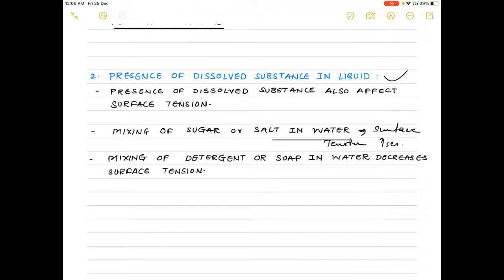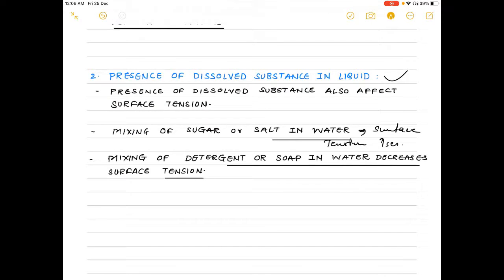Now, in case of feebly soluble dissolved substances, the force of attraction between the liquid molecules is greater than the force of attraction between solute molecules and the liquid molecules. Therefore, the liquid molecules have a tendency to move away from the solute molecules. It comes to the surface. The example of this case is mixing of detergent or soap in water. So what happens due to this? It decreases the surface tension.